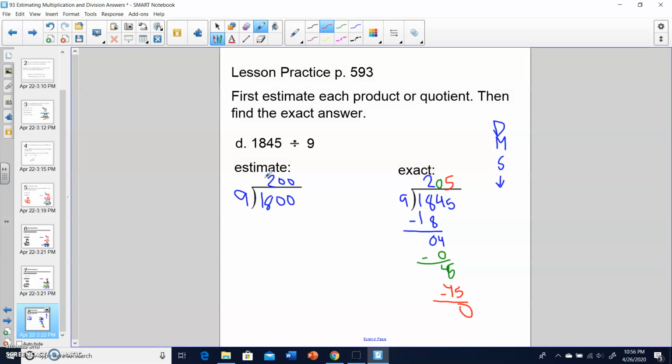Okay, now you can go ahead and do your reteaching for 93, and then go ahead and do your written practice for this lesson found on page 593 to be your homework for the week. Good luck.